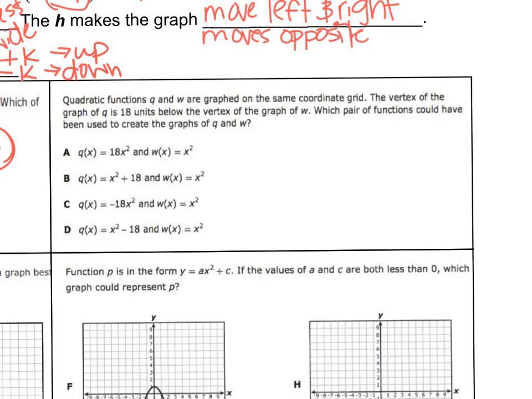This question says quadratic functions q and w are graphed on the same coordinate grid. The vertex of graph q is 18 units below the vertex of graph w. Which pair of functions could have been used to create the graphs of q and w? Again, you can graph these in your calculator, or using our notes from above, whenever it moves up or down, that's the k on the outside of the graph. So if we have f of x equals x squared, then to move up and down, it would be outside the parentheses, minus 18.